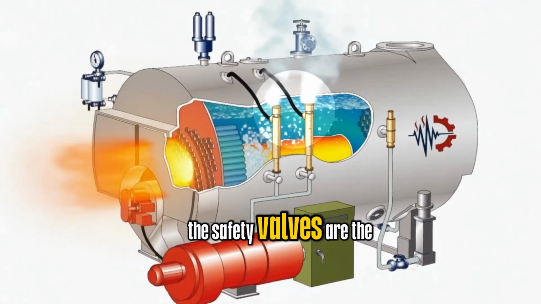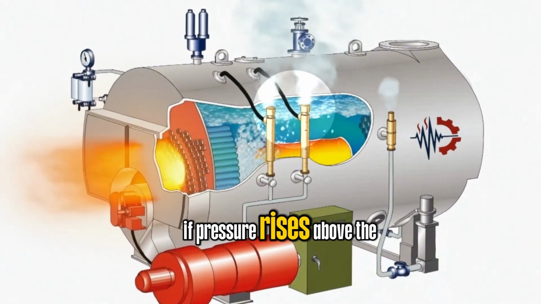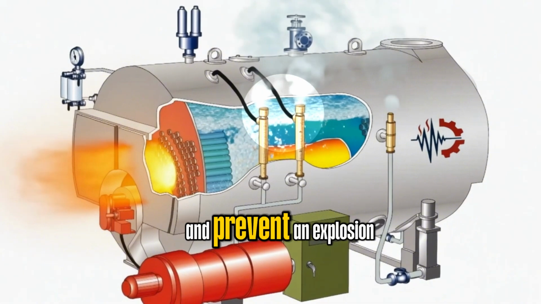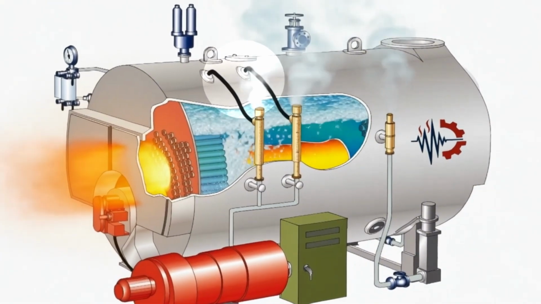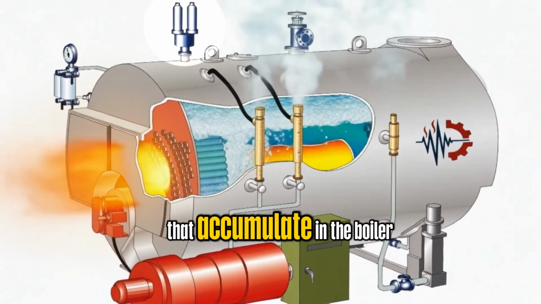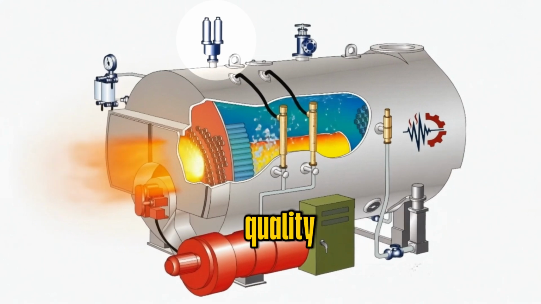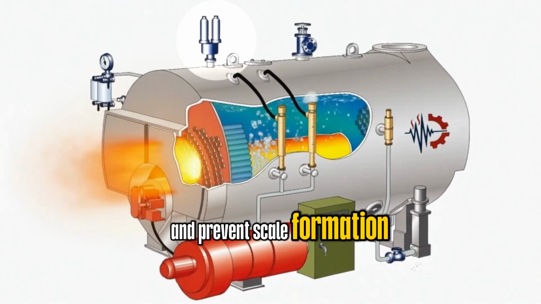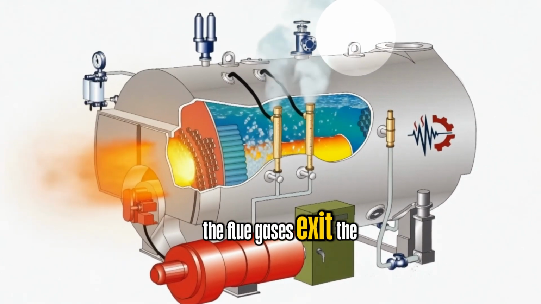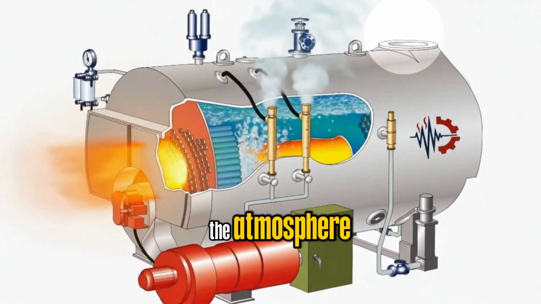The safety valves are the boiler's ultimate protection against overpressure. If pressure rises above the set point, the valves automatically open to release steam and prevent an explosion. Blowdown valves remove sludge and dissolved solids that accumulate in the boiler water. Regular blowdown helps maintain water quality and prevent scale formation. After transferring their heat, the flue gases exit the boiler through the stack, safely venting combustion products to the atmosphere.